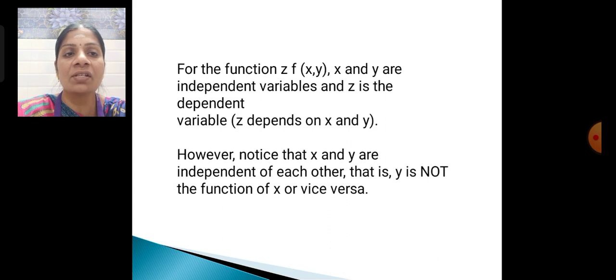Next we see the function z = f(x, y), where x and y are independent variables and z is the dependent variable, because z depends on x and y. However, notice that x and y are independent of each other. That is, y is not a function of x or vice versa.